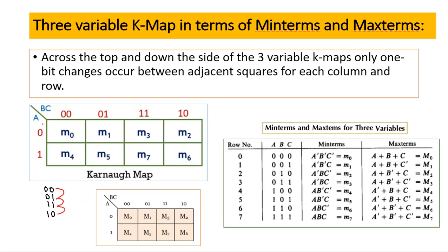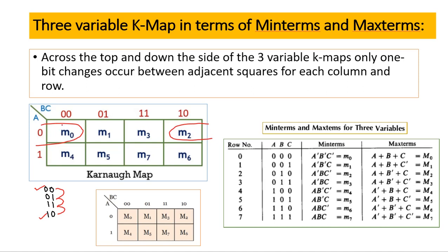If I am grouping these terms in this manner, then I will have to consider 00 and 10. So between 00 and 10 again there is a change by 1 bit. So this form of arrangement will ensure that there is always a change of 1 bit between the different blocks across the row in the 3-variable K-map.